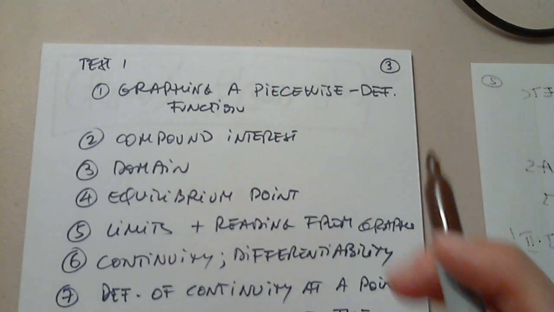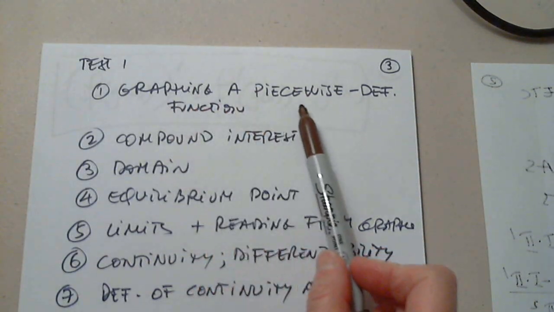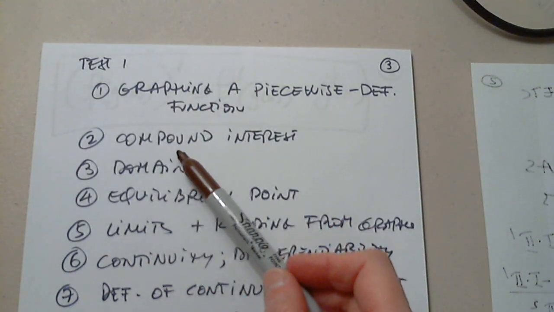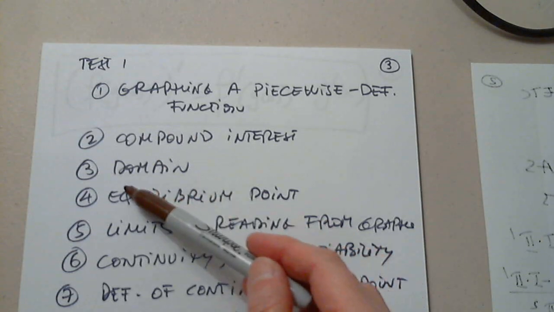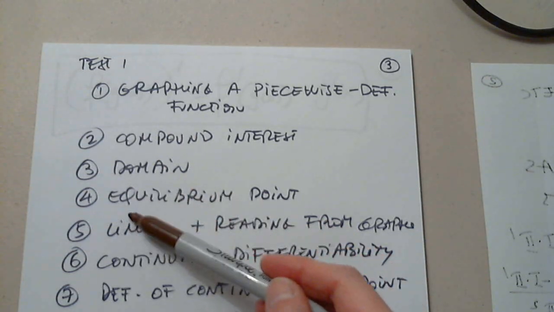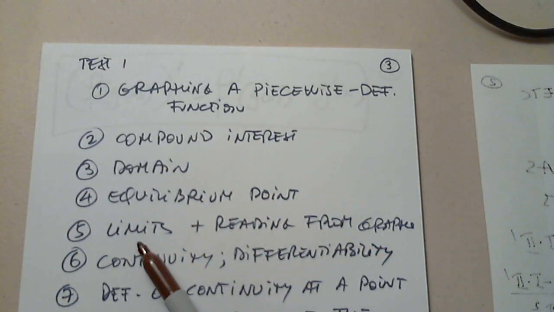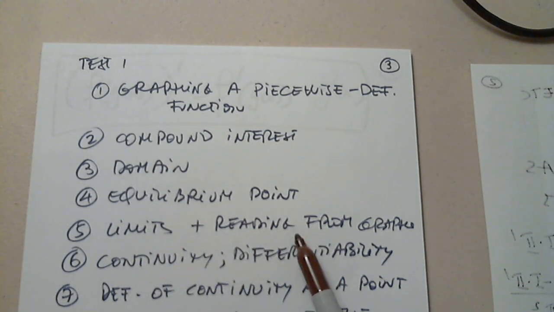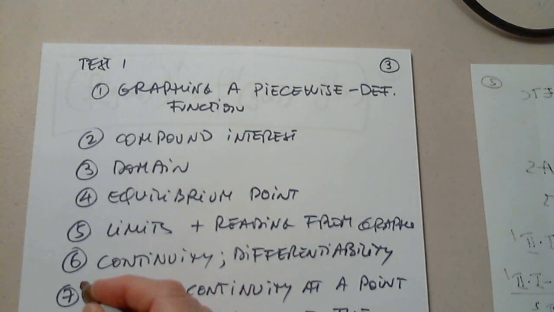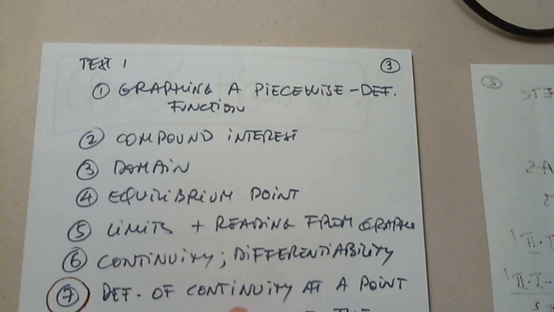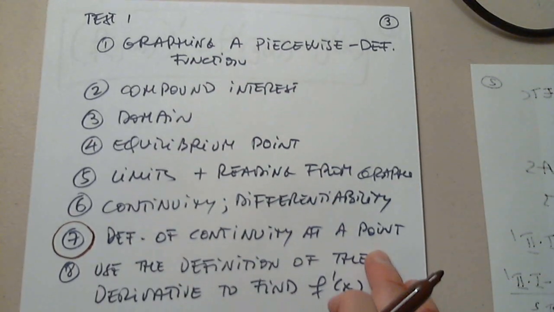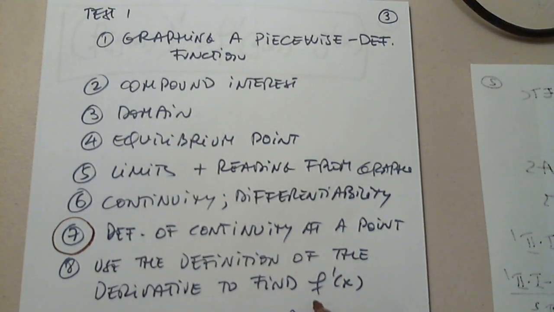And you'll tell me what you would like to start with. Graphing a piecewise defined function. Formula for the compound interest. Domain of functions. Equilibrium point. Limits, and also reading limits from graphs. Continuity. Differentiation or differentiability. Definition of continuity at a point. This is extremely important. Very easy and very important. Use the definition of the derivative to find f prime.